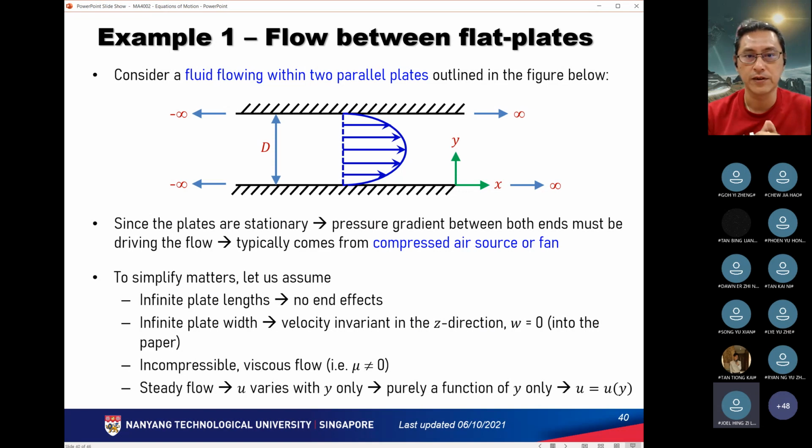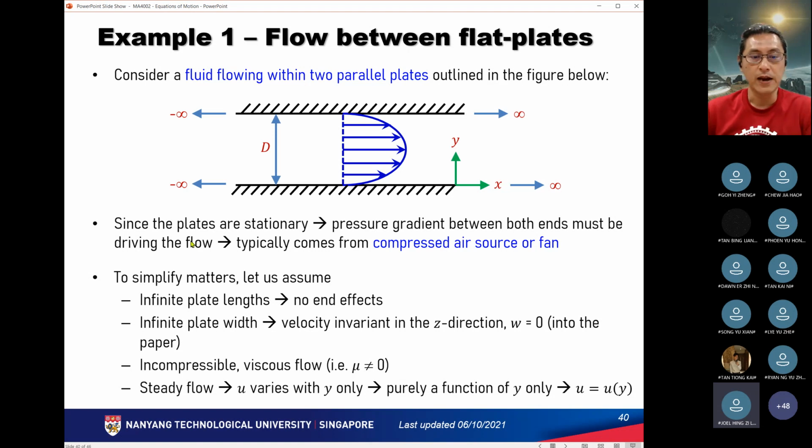Now, if the two plates are stationary, surely something must be driving the fluid. If not, the fluid should remain stationary. There needs to be energy input, and in this case it must come from a pressure gradient, produced by maybe a fan blowing air between these two parallel plates, or a pump moving water or other fluids through the flat plates. So the pressure gradient should not be zero in this case, because otherwise nothing will explain why the fluid is moving.